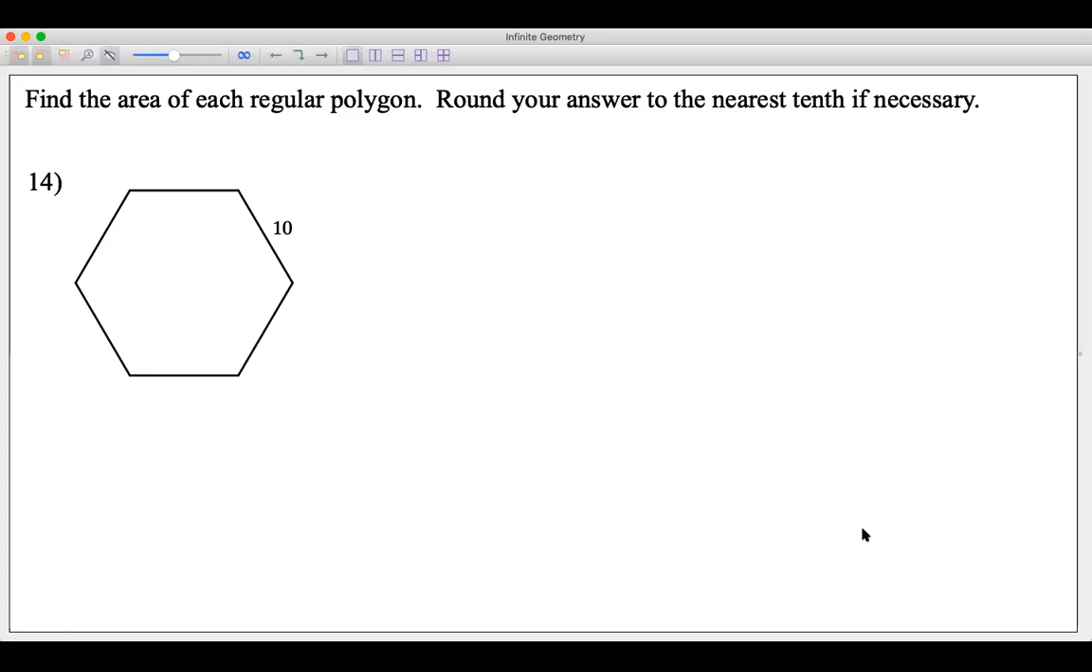How did I not notice that when I was doing this? All right, here we go. So the setup is still the same. A is equal to PA divided by 2. Perimeter here is 10 times 6, which is 60. So now we have to actually calculate the apothem. And you could divide that 60 by 2 here and already have 30 times A.